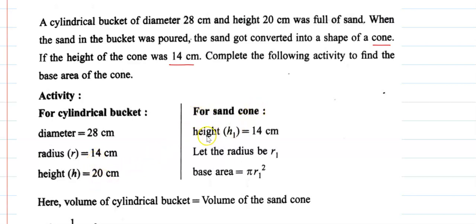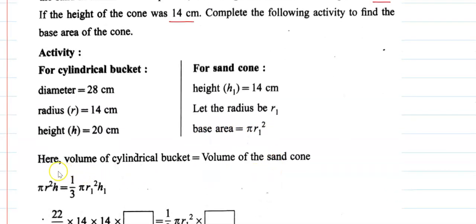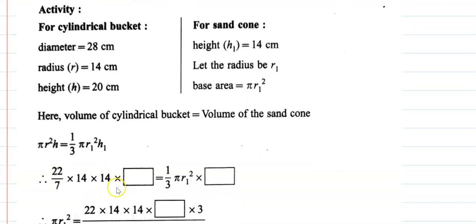For the sand cone, height h1 is 14 centimeter. Let the radius be r1, base area pi r1 square. Here the volume of the cylindrical bucket is equal to the volume of the sand cone, and therefore the volume of the bucket is pi r square into h, and the volume of the cone is 1 by 3 pi r1 square into h1, and therefore substitute the values.